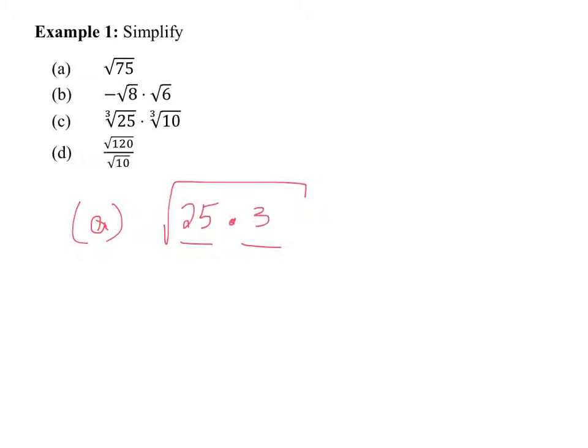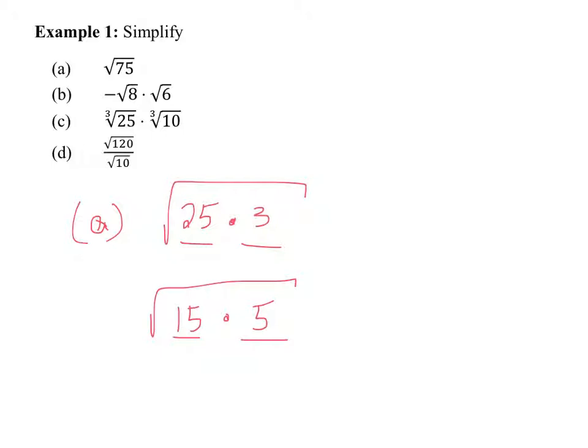25 and 3. What's another possibility? It could also be broken into 5 and 15. Anything else that goes into 75 evenly? Any other integers? That's it, right? All right, now, which of these options contains a perfect square or perfect cube or perfect fourth?